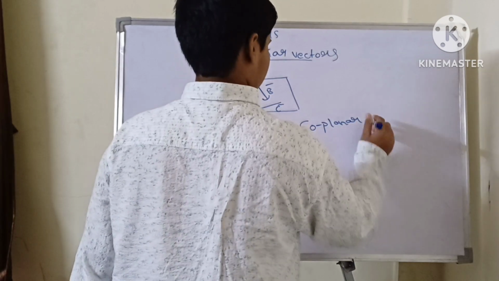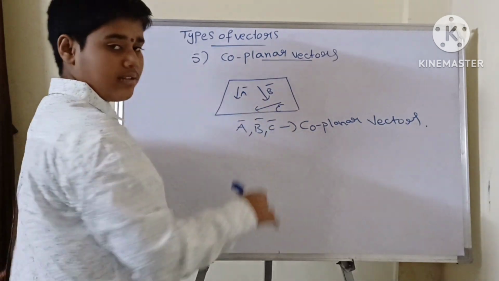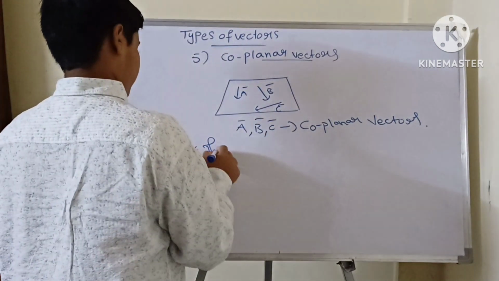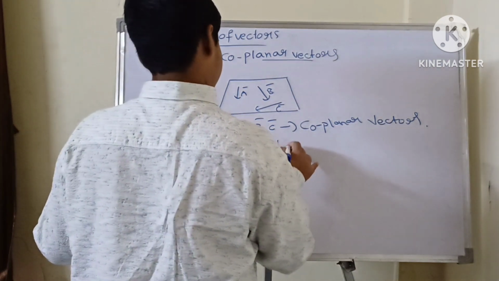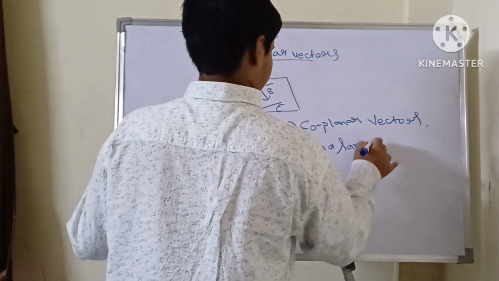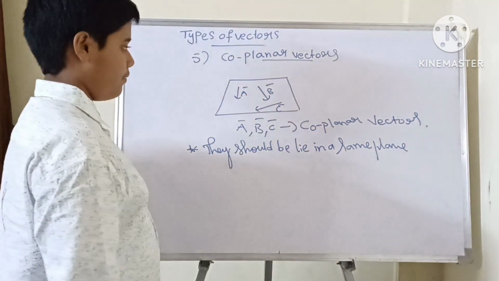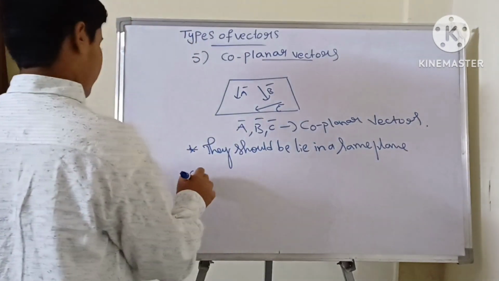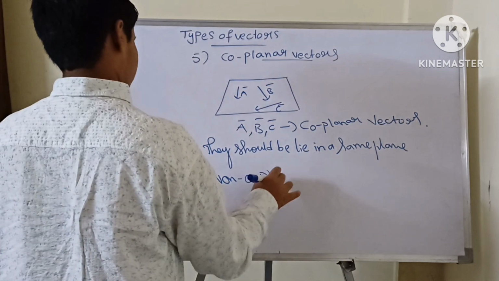Coplanar vectors, because these 3 vectors lie in the same plane. The important point is that they should lie in the same plane. Okay. So this is a coplanar vector. Sixth one, non-coplanar vectors.